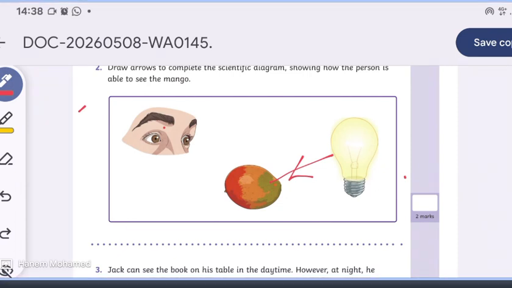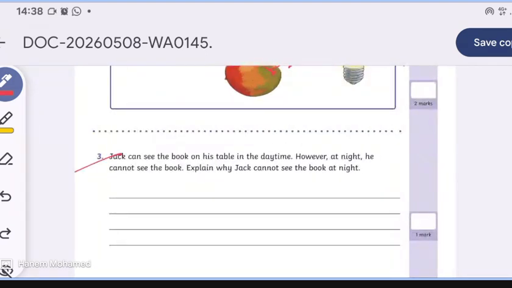Yes, and then the mango is already a regular surface, but it will reflect the light on our eyes. It will reflect the light in many directions. That's why it will be dull, not shiny, but at least some lights will come to your eyes. That's why you can see it. Thank you so much. The next.